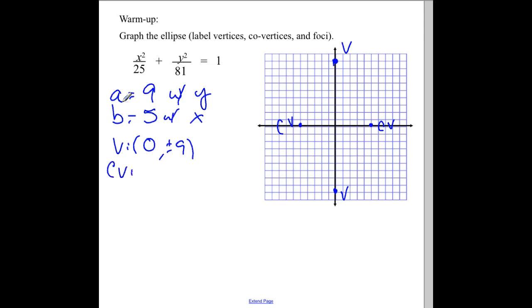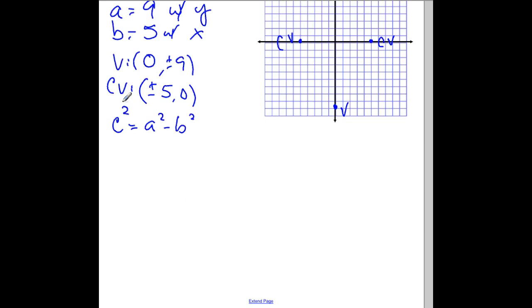Covertices, what do we get? Laura, what did you get for covertices? Okay, and then the other thing they've asked us for is to figure out where the foci are. So how do we find C in an ellipse? Okay, so C squared equals A squared minus B squared. So if we want to find C, we would have to square root that answer.